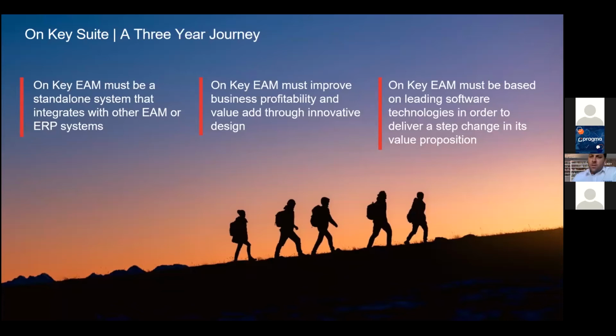To a large extent, we've been able to steer away from any large obstacles, and we've been able to deliver mostly according to what we set out to do in the beginning. And these were the three core business objectives that we set ourselves when we started this project. First of all, we said this Ankit EAM must be a standalone system that can integrate with any other EAM system if need be, or with ERP systems. So a big focus on the ability to integrate to other systems. Secondly, Ankit EAM must prove business profitability and value add through innovative design, really looking to make a step change in certain features in the way the system operates.